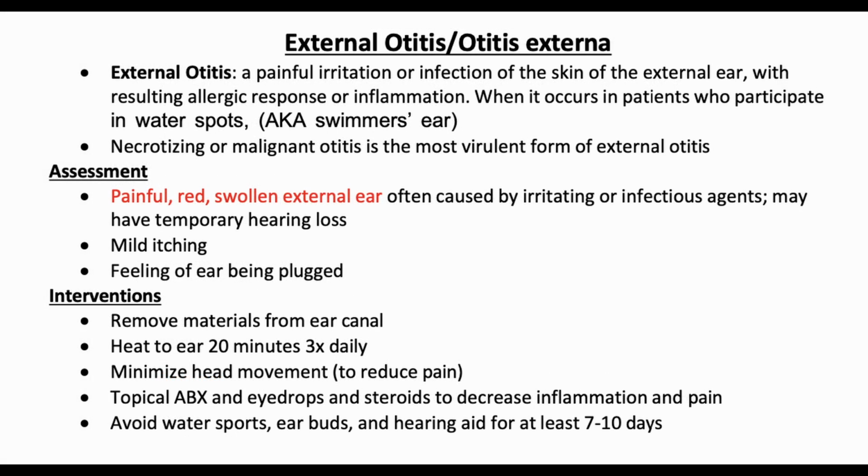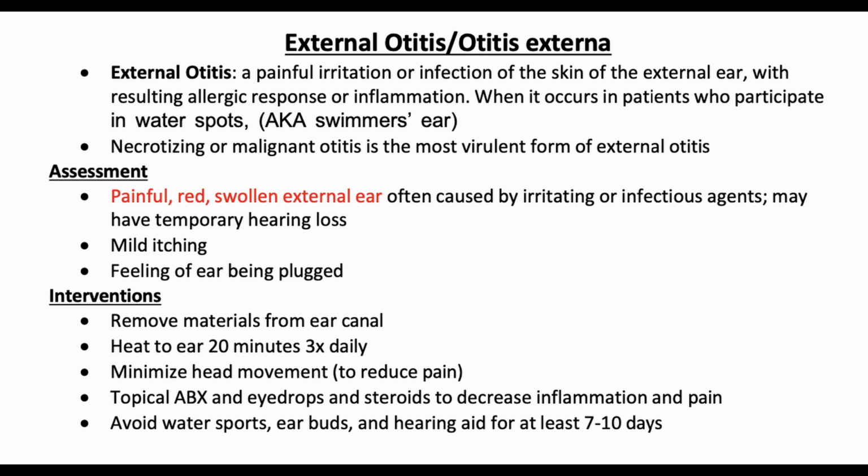External otitis, so otitis externa. This is a painful, red, swollen external ear, often caused by irritating or infectious agents. They may have temporary hearing loss with it. Usually with these people, when you pull on their tragus or their pinna, they will have ear pain. We also call this swimmer's ear.